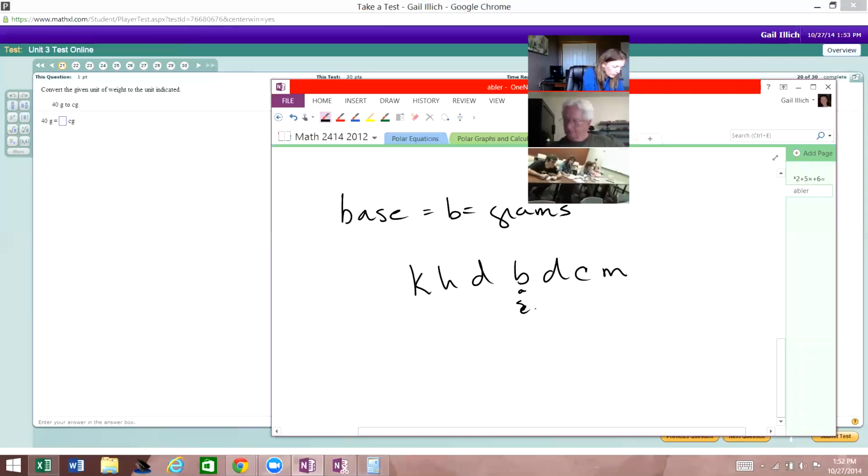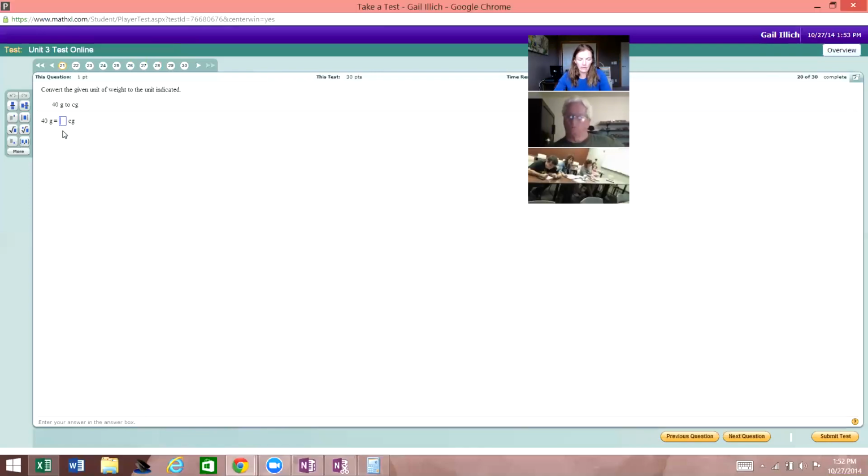So this is our base, which in this case is the grams, and we want to go from grams to centigrams. So you're here at the base and you want to go to centigrams, so you're going to go 2 places to the right. You'll take 40 grams and move your decimal 2 places to the right, which will make 4,000 centigrams. Any questions? No. All right.